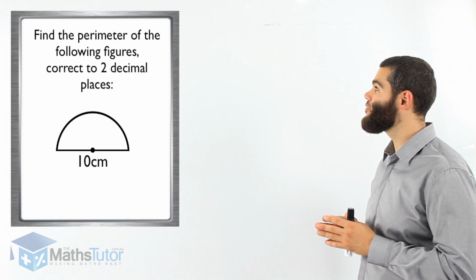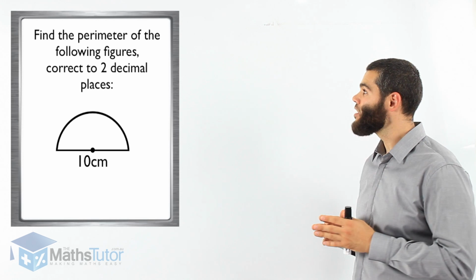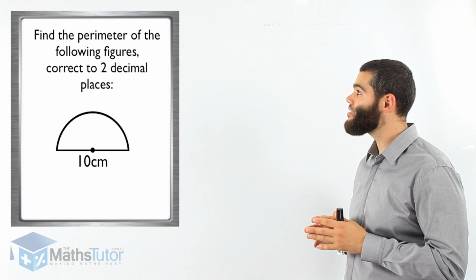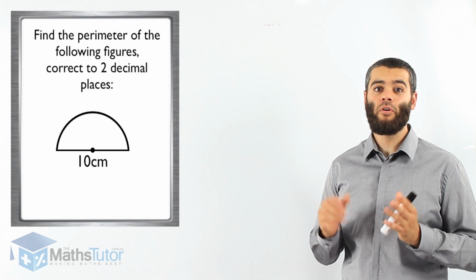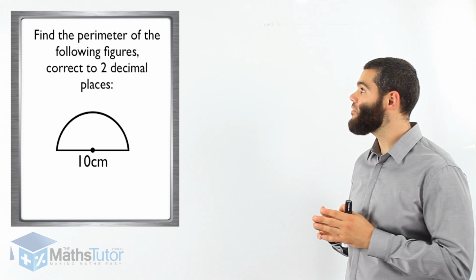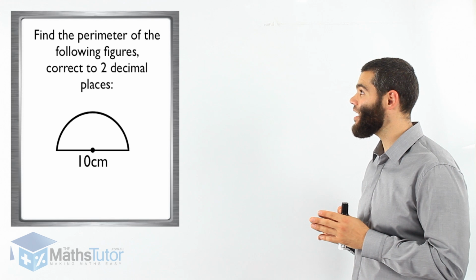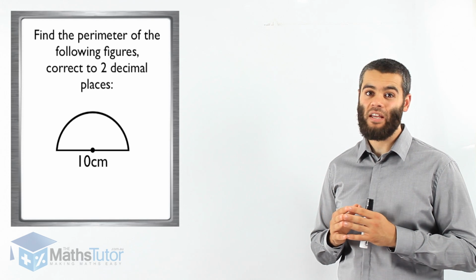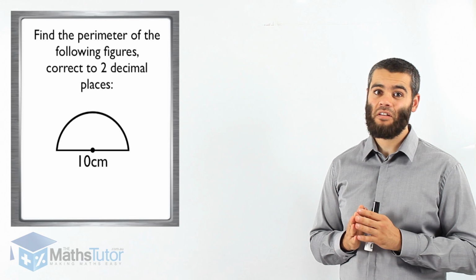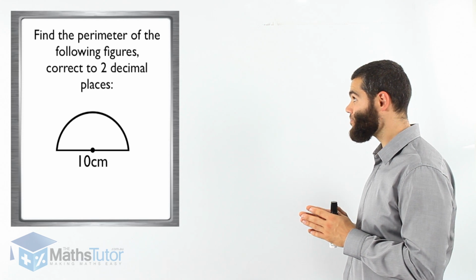Find the perimeter of the following figures, correct to 2 decimal places. In here we have this figure and we want to find the perimeter. The perimeter is the total surrounding. The total surrounding is made up of the curved edge, which is basically the semicircle in this case, and the straight edge down the bottom. So it's made up of 2 parts.